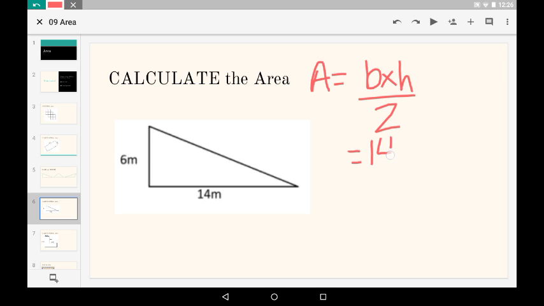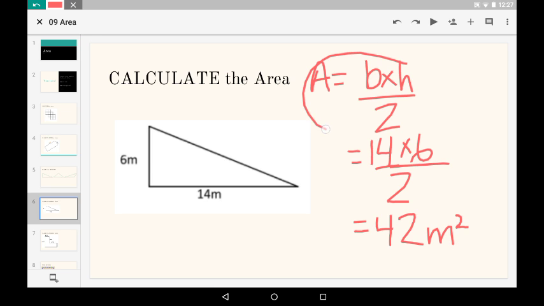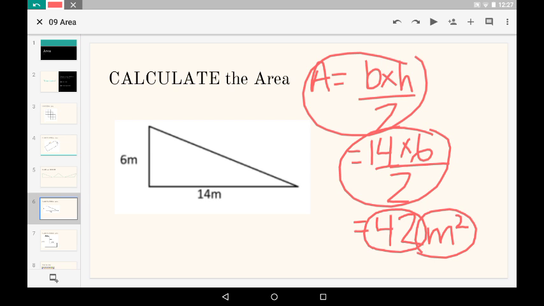Our base is 14. Our height is 6. Divide both by 2. Once you put those into your calculator, 14 times 6 divided by 2 will give you 42. Units here are meters, so the answer is in meters squared. So 4 things: formula, calculation, answer, and units. 4 marks, just like before.